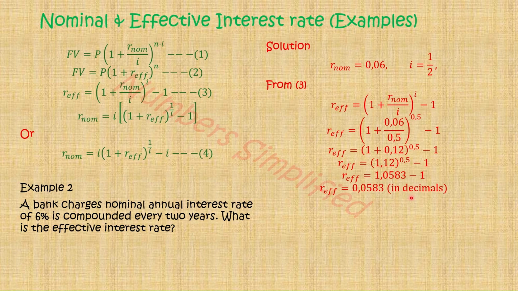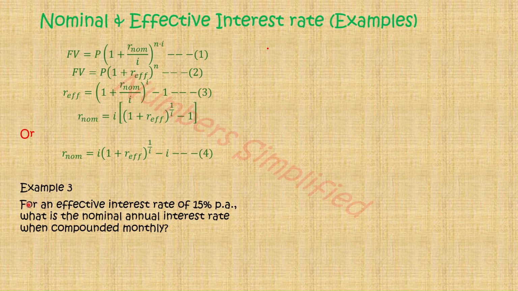Now that we have that, it implies that the effective interest rate in percentage is going to be 5.83%. And note, this interest rate is lower than that of 6% because of the compounding period. This is beyond 1 year. Great then, so with that, we are going to also consider the third example. So stay tuned as we work on the third example.